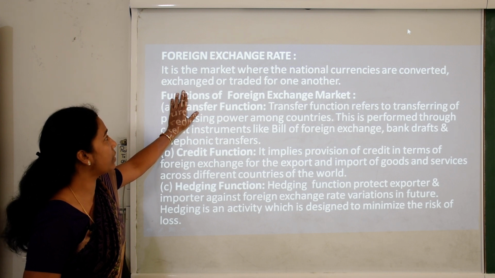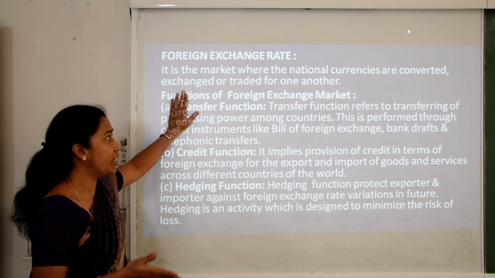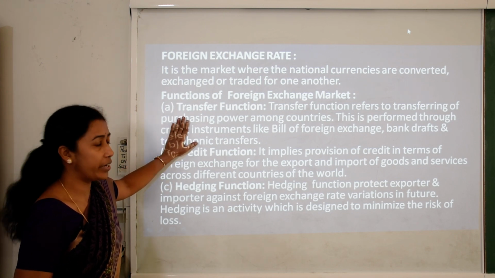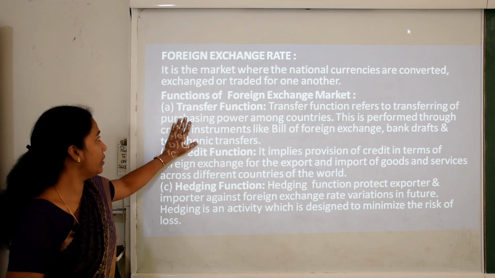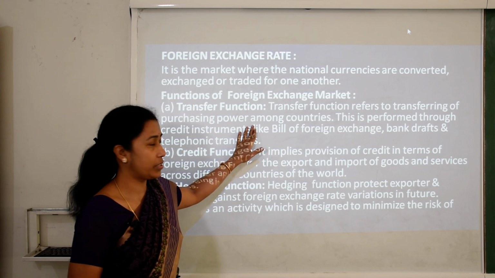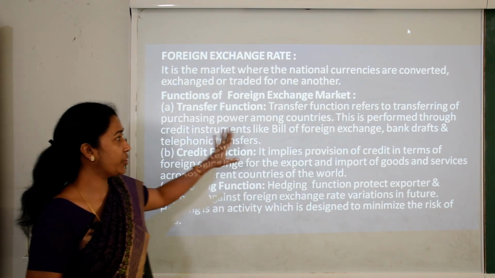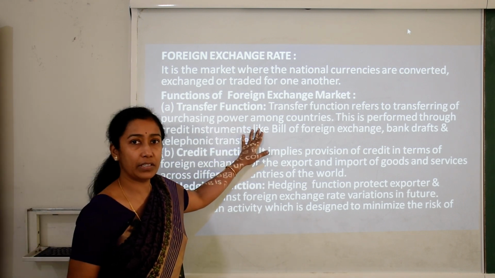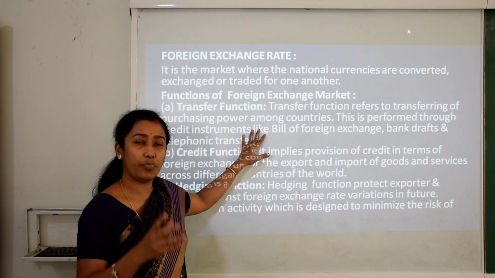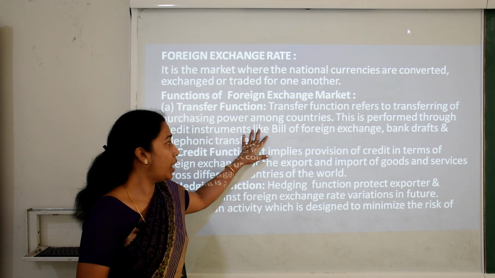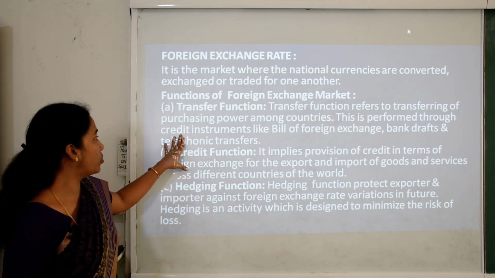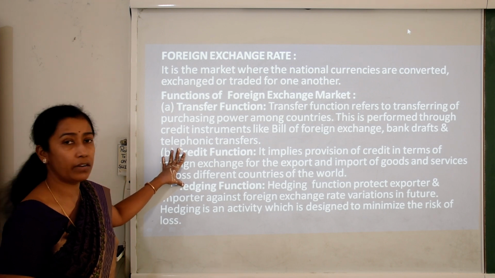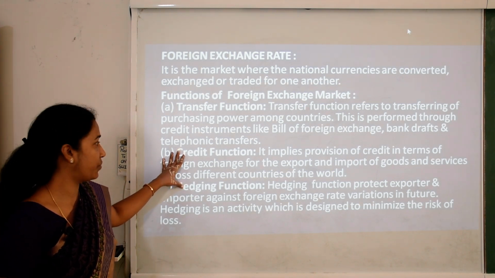Now, the foreign exchange market is the market where national currencies are converted, exchanged or traded for another country's currency. What are the functions of this foreign exchange market? The first is the transfer function. Transfer function refers to transferring purchasing power from one country to another country. This is performed through credit instruments like bills of exchange, bank drafts, and various kinds of telephonic transfers.